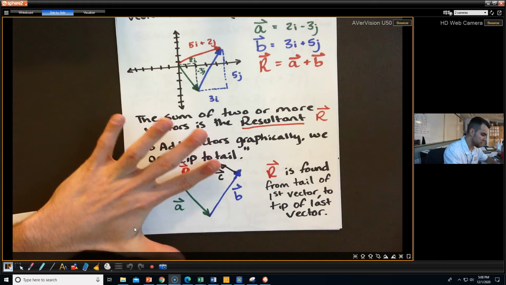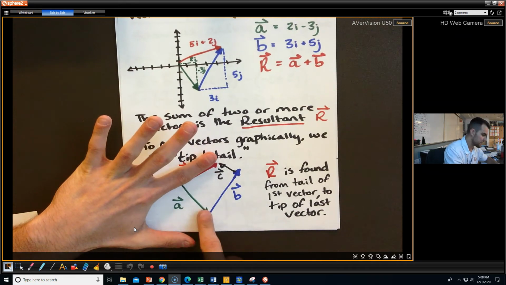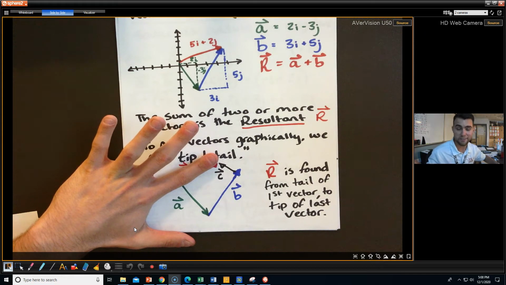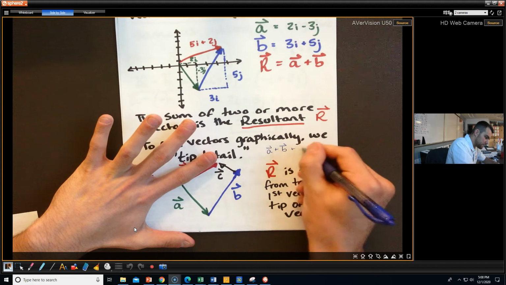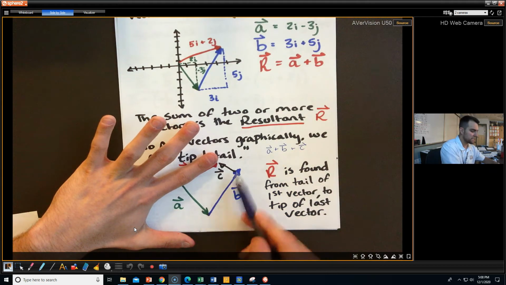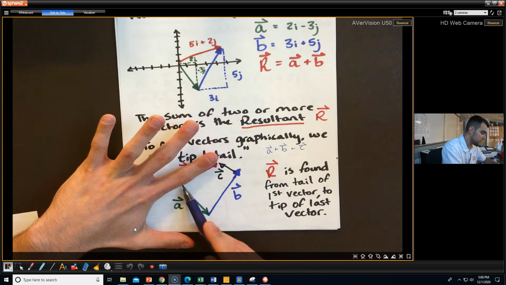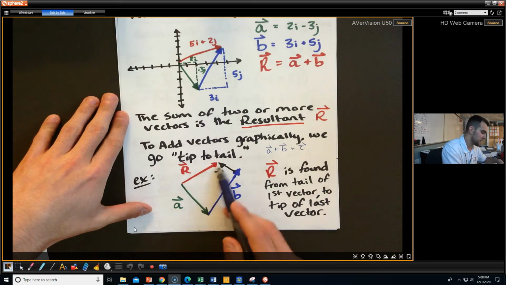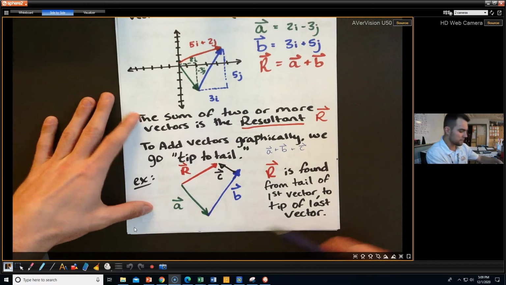So let's pretend this R isn't here for right now. We're going to end up having this A vector, then we're going to have the B vector. I threw in an extra C vector that we could just be adding, so this is really just A plus B plus C. And so what ends up happening is, to get the resultant, I need to go from the tail of the first vector, right here, and I need to go to the tip of the last vector, which is C, okay?